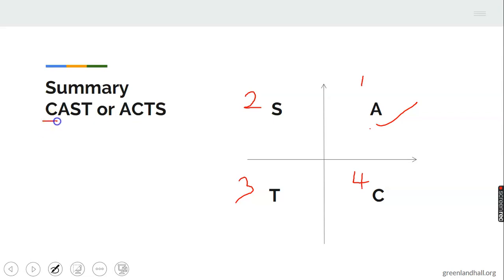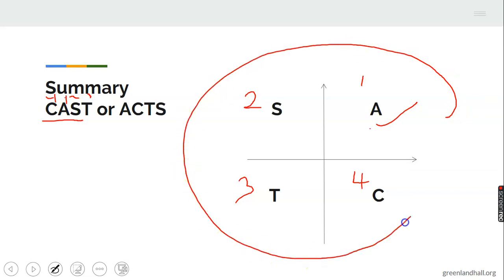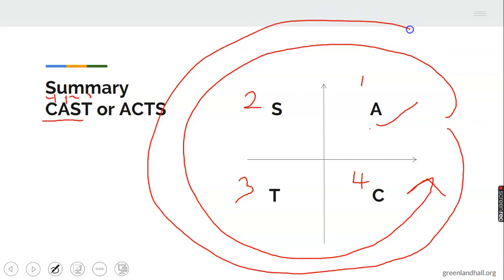So we have CAST. CAST here denotes: first, we normally start with A. A stands for 1. This is 2, 3, 4. When you move from here anti-clockwise, CAST. If you want to have ATSC, you go from here clockwise. You have ASTC. Very important. The CAST is very popular.